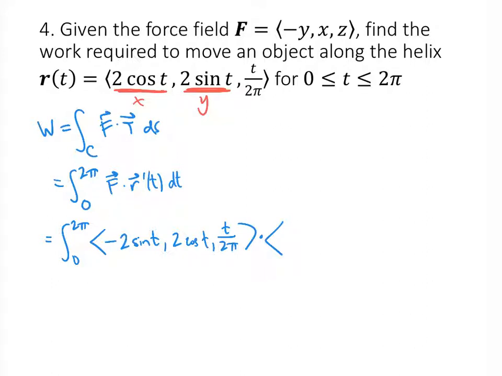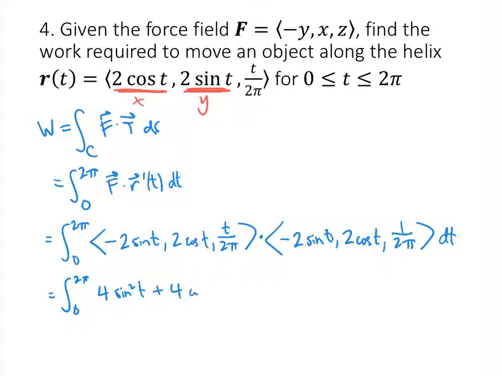r prime is the derivative of these. The derivative of 2 cosine t, that's negative 2 sine t. The derivative of 2 sine t, that's 2 cosine t. And the derivative of t over 2 pi, that's 1 over 2 pi. And then I integrate that with respect to t. Now some nice things are going to happen here. I'm going to get 4 sine squared of t plus 4 cosine squared of t, and then plus t divided by 4 pi squared.